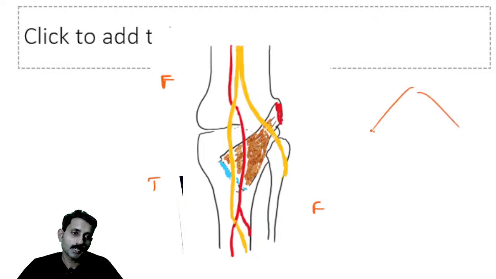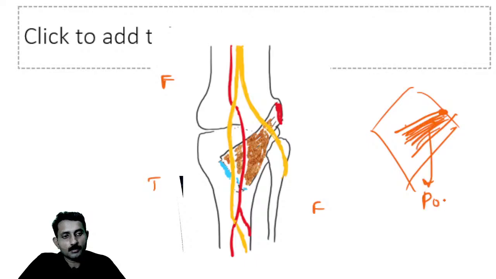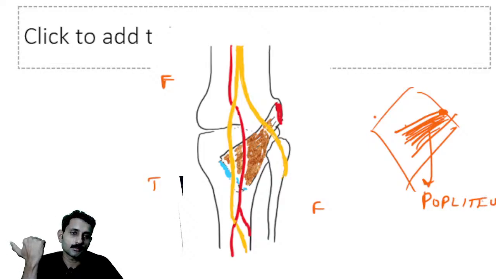We have a triangular, diamond-shaped fossa on the posterior aspect, that is called the popliteal fossa. The muscle here, which starts from the femur and goes to the tibia, in the diamond-shaped popliteal fossa, is called the popliteus muscle. So the popliteus muscle is supplied by what nerve? The nerve is called the tibial nerve.